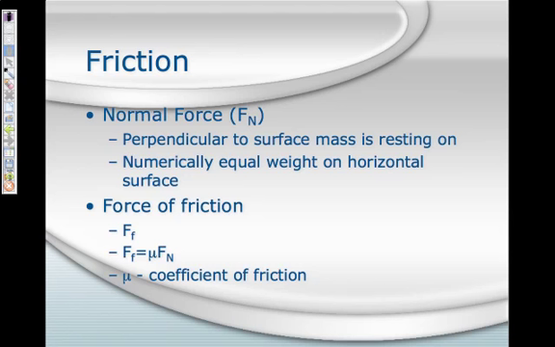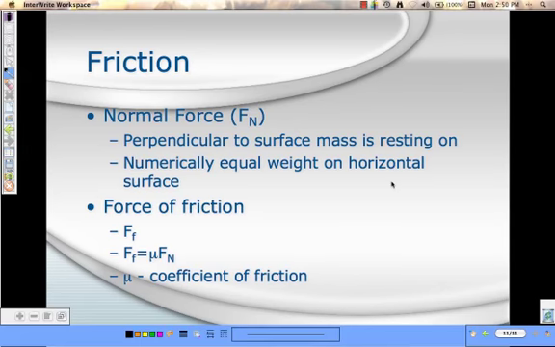So to do friction, you have to have normal force, F sub n, and normal force is always perpendicular to the surface the mass is resting on. And it's numerically equal to the weight as long as we're on a horizontal surface. So if I have this surface again, and I have this object, and I have a weight force coming down, my normal force would be going straight up. And since they're opposite in direction, they're equal in magnitude.